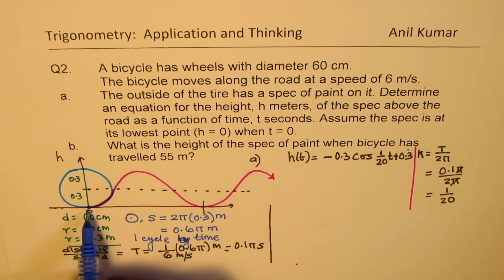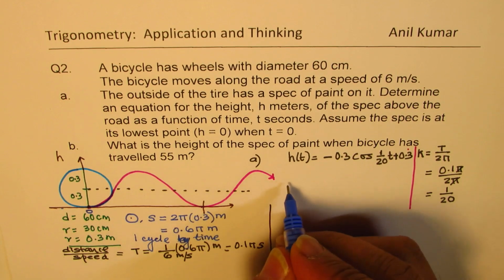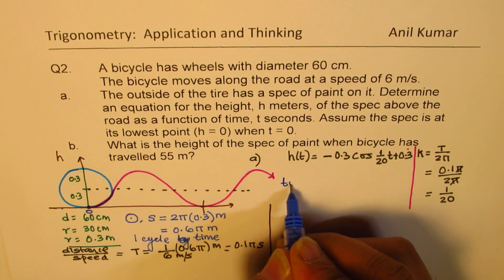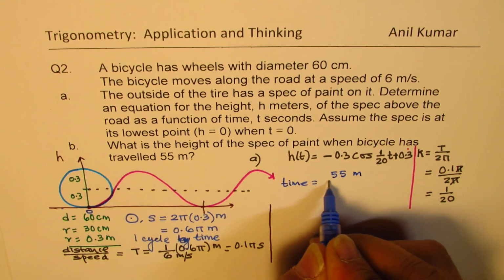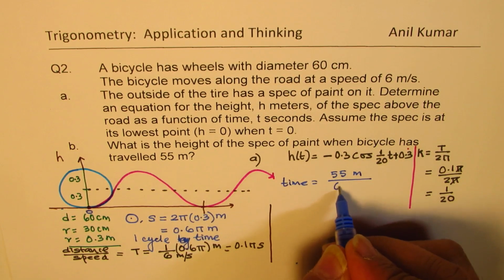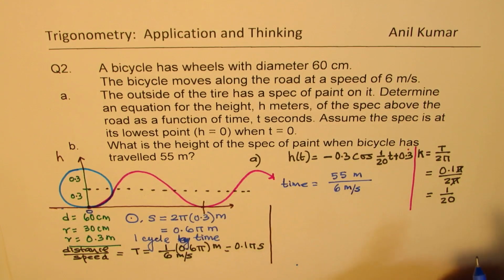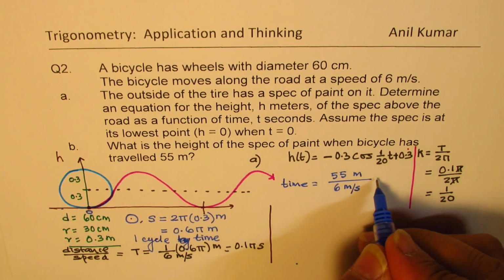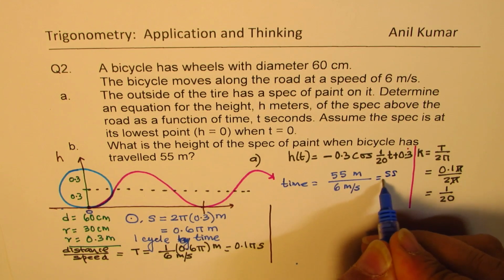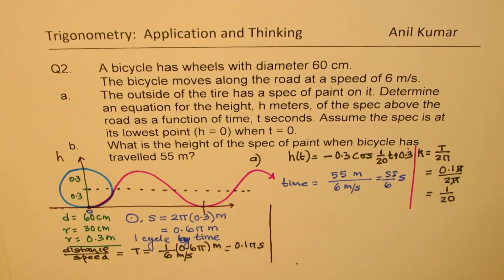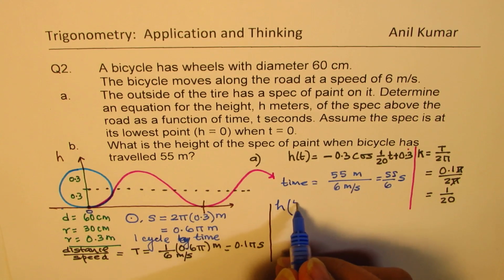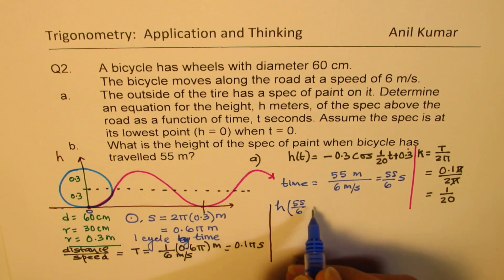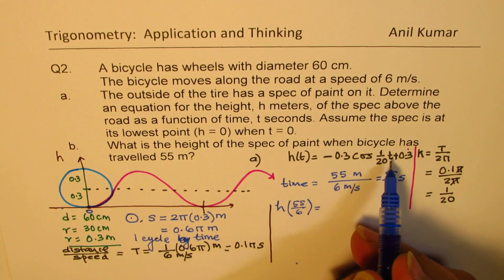Now, when the bicycle travels 55 meters, we have to see what time it takes, correct? So we know time taken will be 55 meters divided by the speed, which is 6 meters per second, right? So that is what we are going to get. So we'll get 55 by 6 seconds. So that is the time. So let's find the height when the time is 55 by 6 seconds. Clear? So we need to substitute that here.